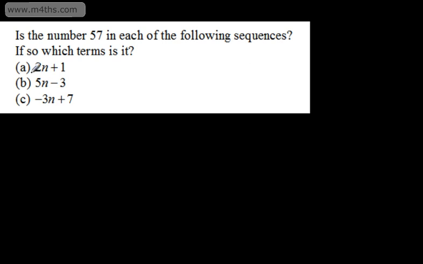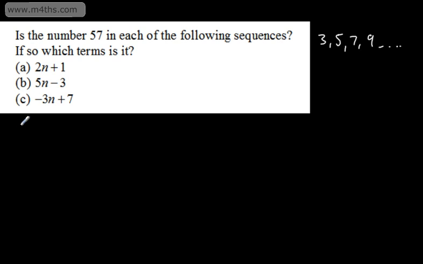So if we look at this now, we've got 2n plus 1. When n was equal to 1, we'd have 2 times 1 plus 1, which would give us 3. When n is 2, we'd have 5, then 7, then 9, and so on and so forth. Of course, we could keep going up to see if 57 was in there.